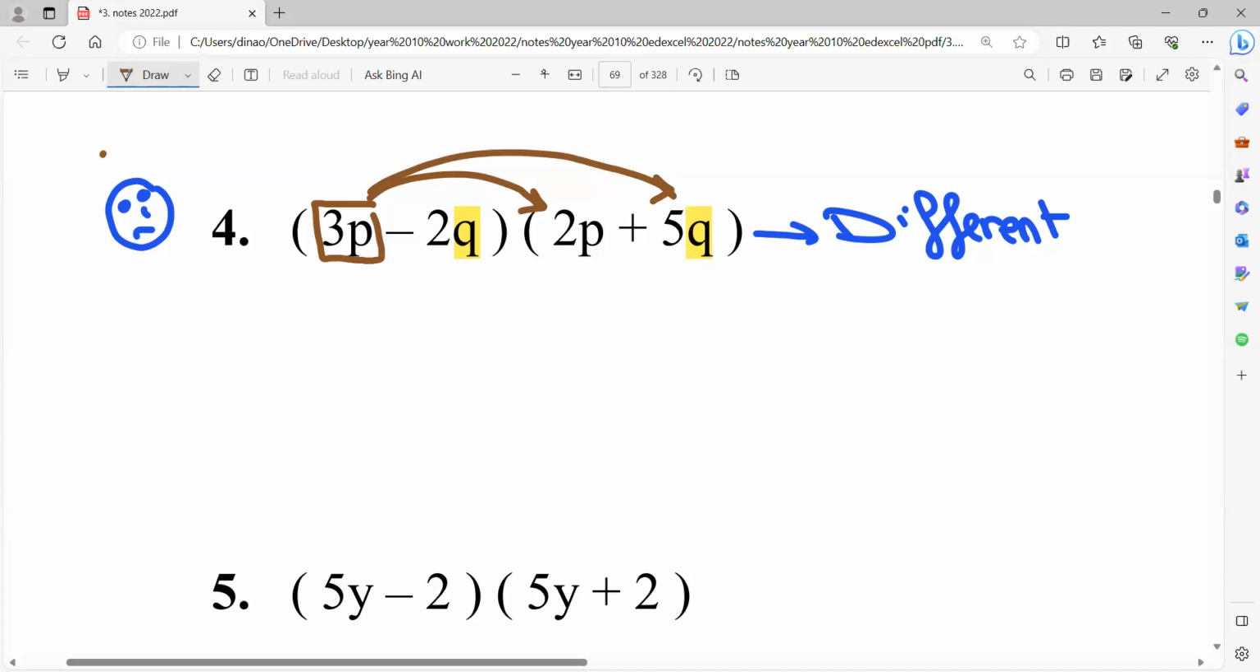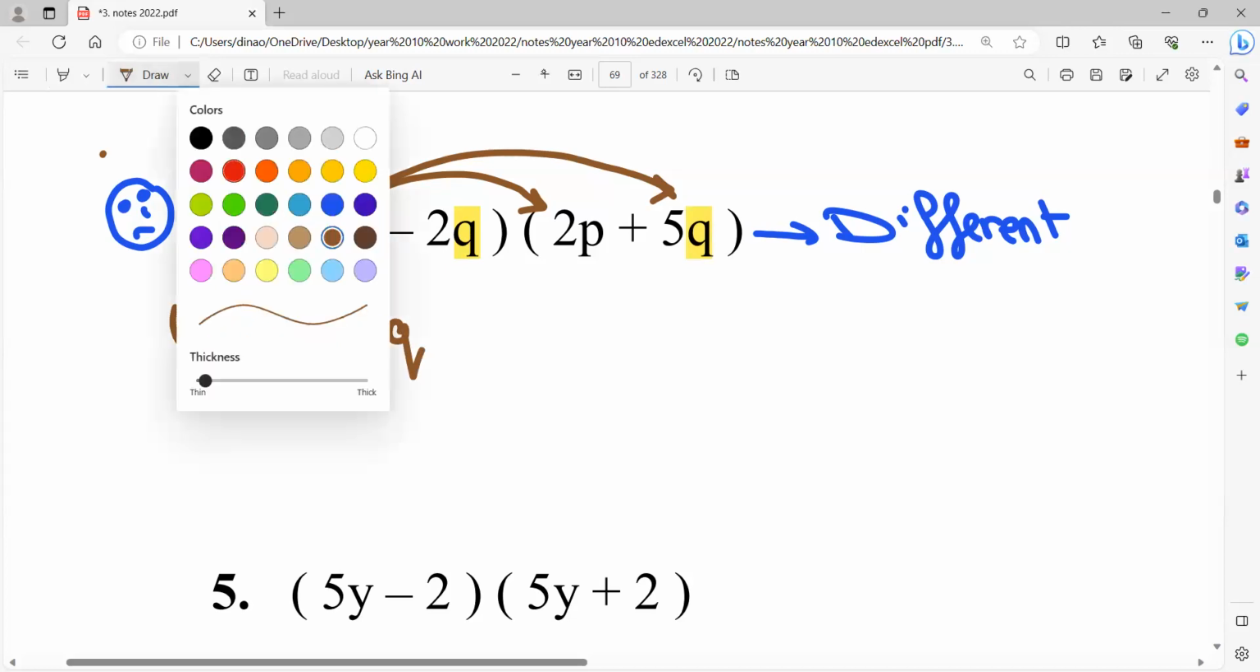So from left to right, 3 times 2 is 6. P times P is P squared. And then moving on, 3P times positive 5 is positive 15. P times Q is PQ. Okay, if you want to rewrite it as QP, it doesn't make a difference.